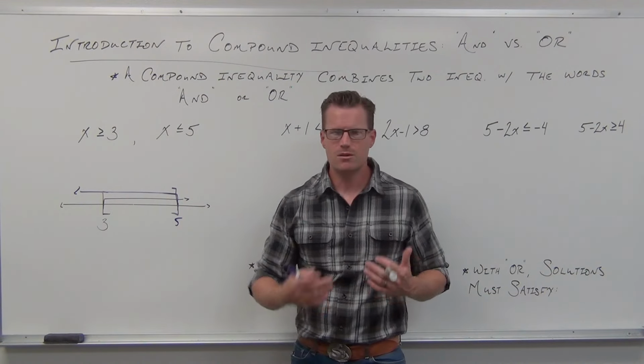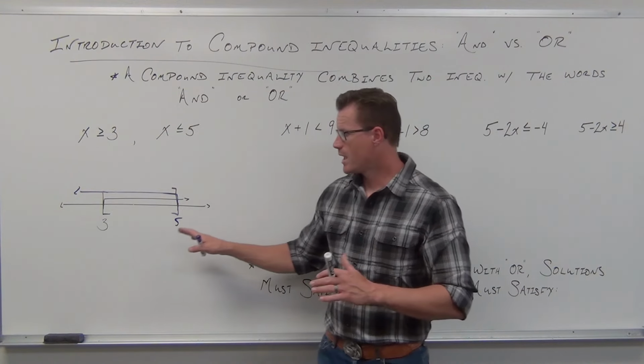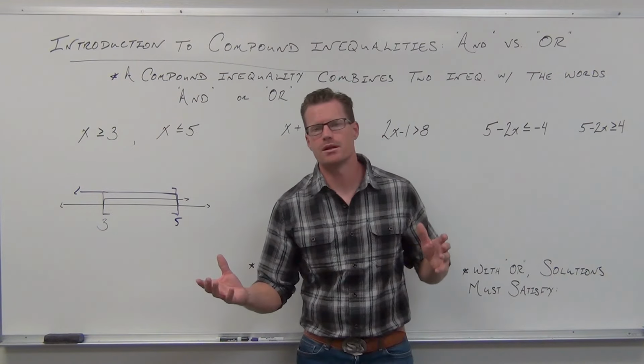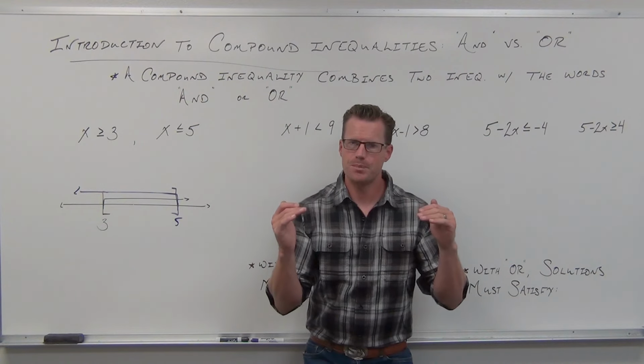We've already talked about it. You kind of have it in your head, but look at our graph. Look what our number line tells us. When we're talking about the word and, what and means on a number line is basically an overlap. Now this is a big deal, okay?